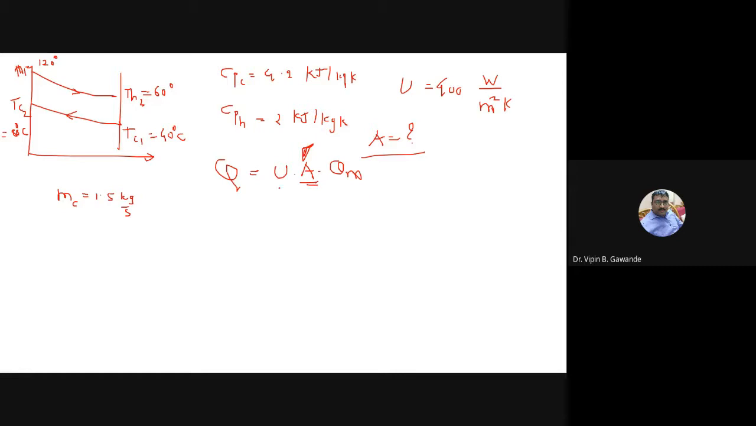Now for calculating A, U is given. We have to concentrate on calculating theta m. So theta m will be theta 1 minus theta 2 divided by ln of theta 1 divided by theta 2. If we calculate this theta m, we also have to calculate q. This is also unknown. First we'll concentrate on theta m. Theta 1 we will get from here. This is very simple.